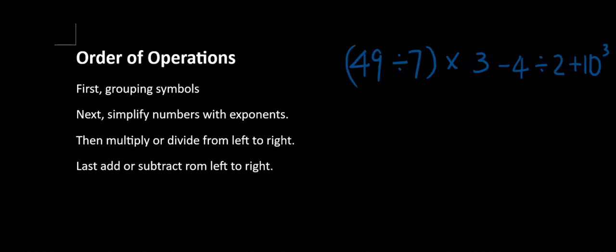First, we're going to take care of the things that happen in our grouping symbol. It says 49 divided by 7. What do you have? Did you have 7? All right, we're going to copy down the rest. Diligently copy it down. Okay, we've done this one. Step 2, we're going to simplify numbers with exponents. We have 10 to the third power. 10 to the third power, what do you have?